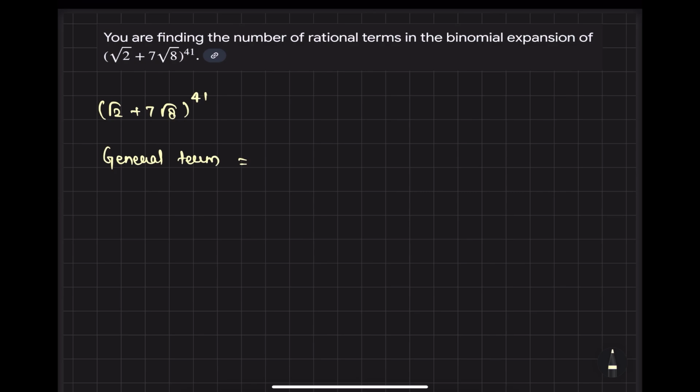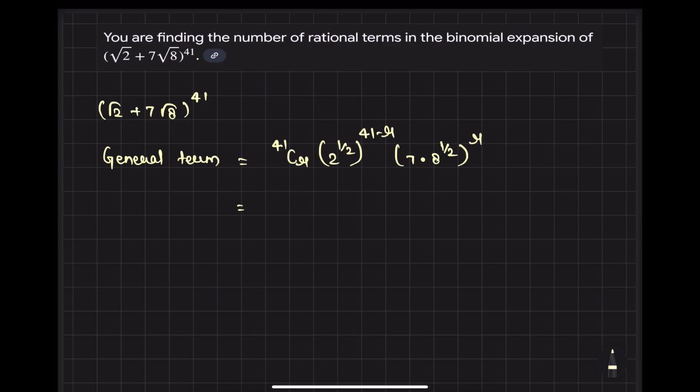which says it is 41 C R, 2 to the power 1 by 2, 7 to the power, into 8 to the power 1 by 2, power R. So if this is R, this is 41 minus R. Now you know that we have to convert things into primes. So the irrational thing has to be in the form of primes.